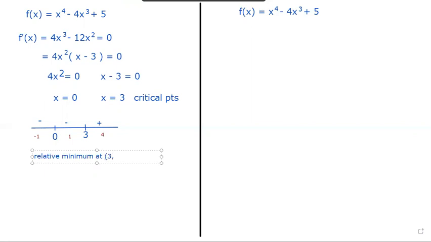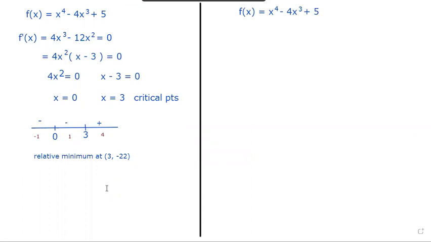And now let's plug 3 back into the original function. 3 to the 4th power is 81. 3 to the 3rd times -4. Remember the order of operations. That's negative 108. So that will be 81 minus 108, which is negative 27. And negative 27 plus 5 will give us a negative 22.